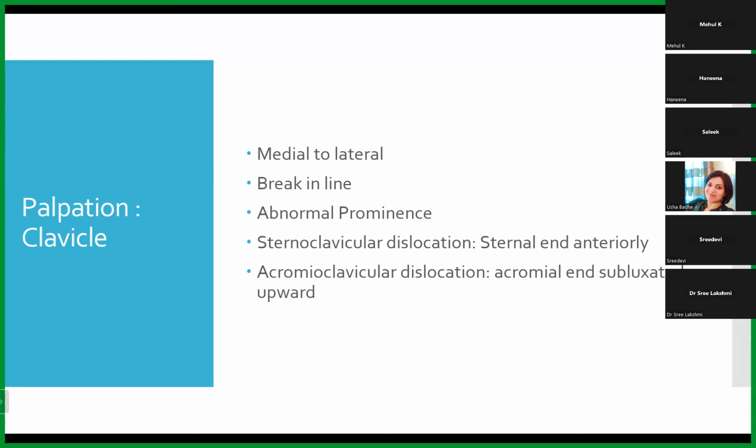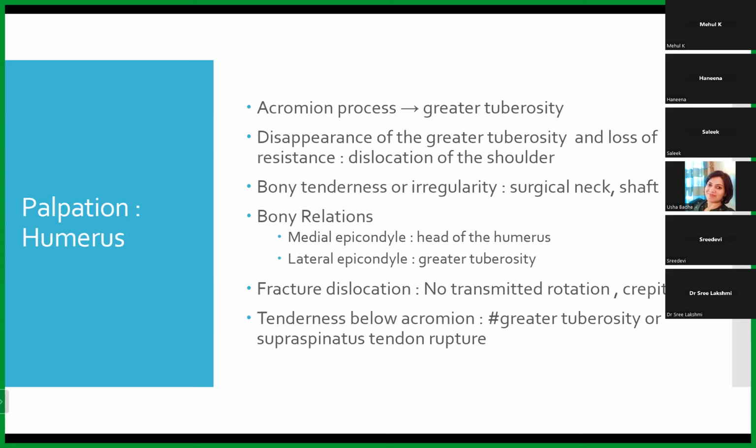anteriorly. So if you are able to appreciate an anterior projection in the sternoclavicular location, we should suspect sternoclavicular dislocation. Similarly, if there is an acromioclavicular dislocation, the acromial end of the clavicle will be subluxated upward. You will feel a prominence here. So during clavicle examination, these findings suggest dislocation. Next, we will be going through the humerus.